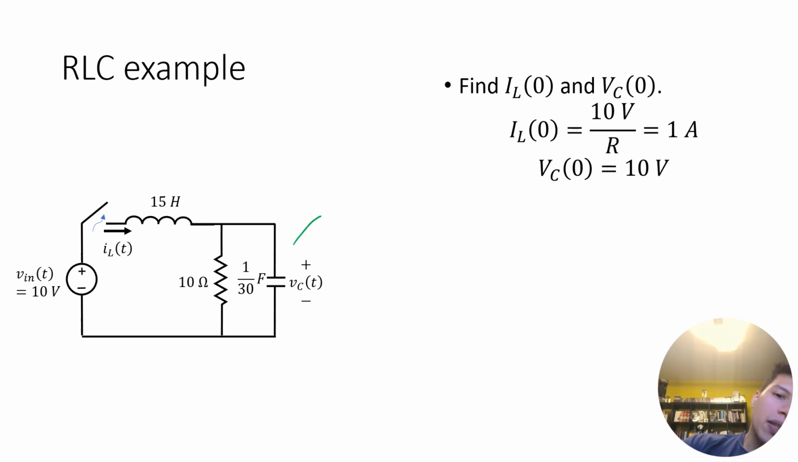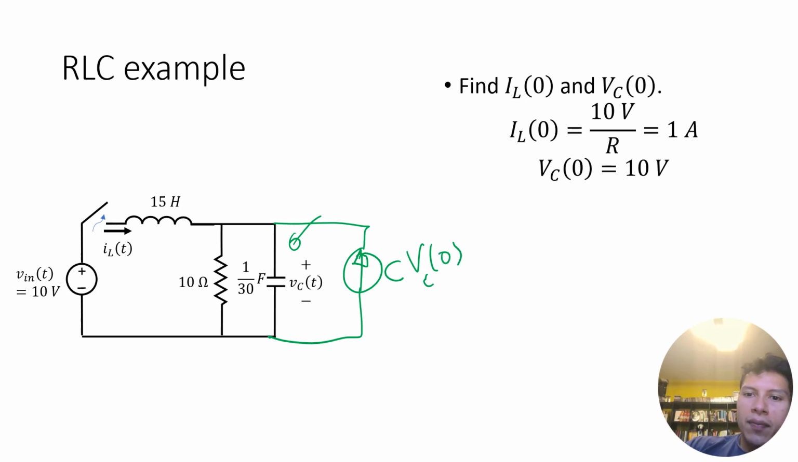Here we should probably use a current source. So let's just put a current source here. We know that the current source has to point up, and it's just C times V, C of 0. So it's just going to be 10 divided by 30, which gives me 1/3 amps. Additionally, this would just be 1/SC.